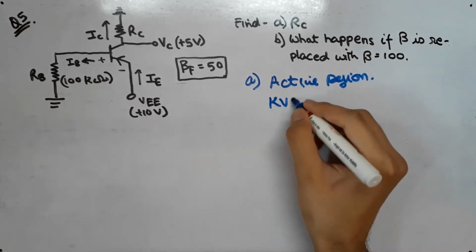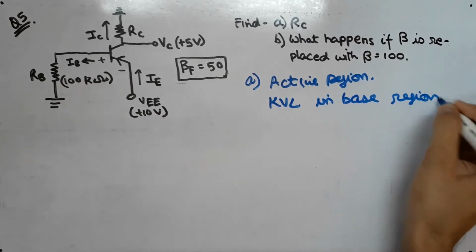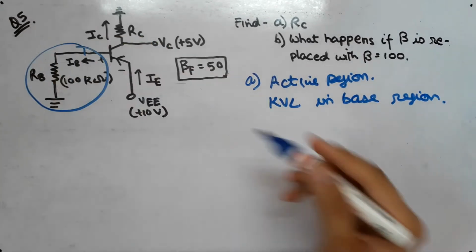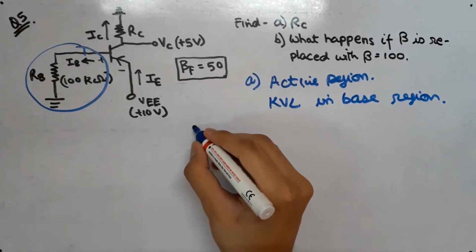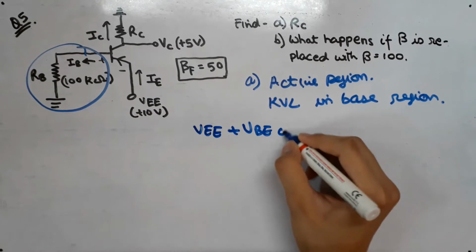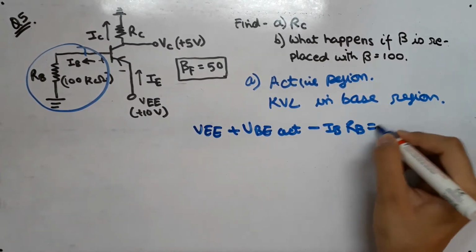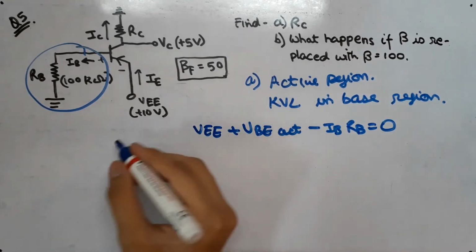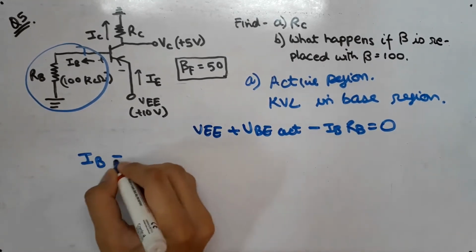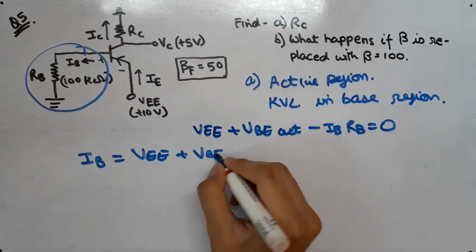Then we will apply KVL in the base region. This over here is the base region. We will apply KVL over here. That is VEE plus VBE active minus IB RB is equal to 0. From here we will get the value of IB, that is VEE plus VBE active upon RB.